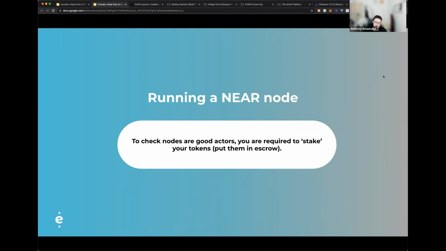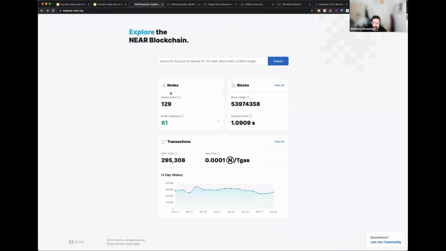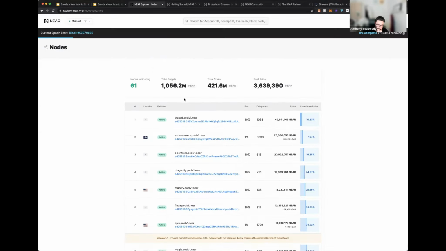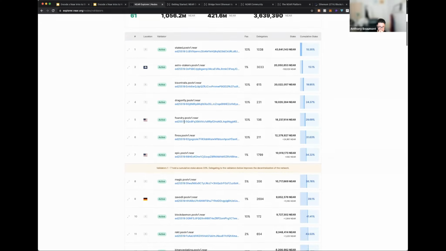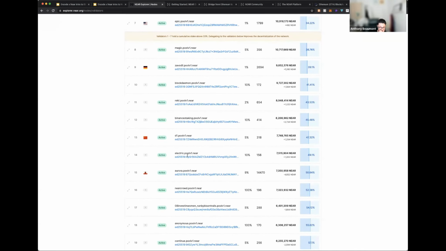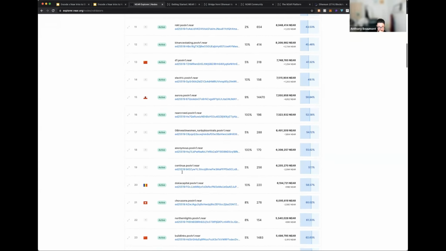To check nodes are good actors, we require them to stake. This is the proof of stake thing I mentioned before, which is broadly you're just putting money in escrow. I hadn't actually prepared this, but brilliant, now we can actually visualize it. So here we have the number of nodes. We can have the name of the nodes as well. So this is a Binance one, this is Electric, this is an Aurora one.